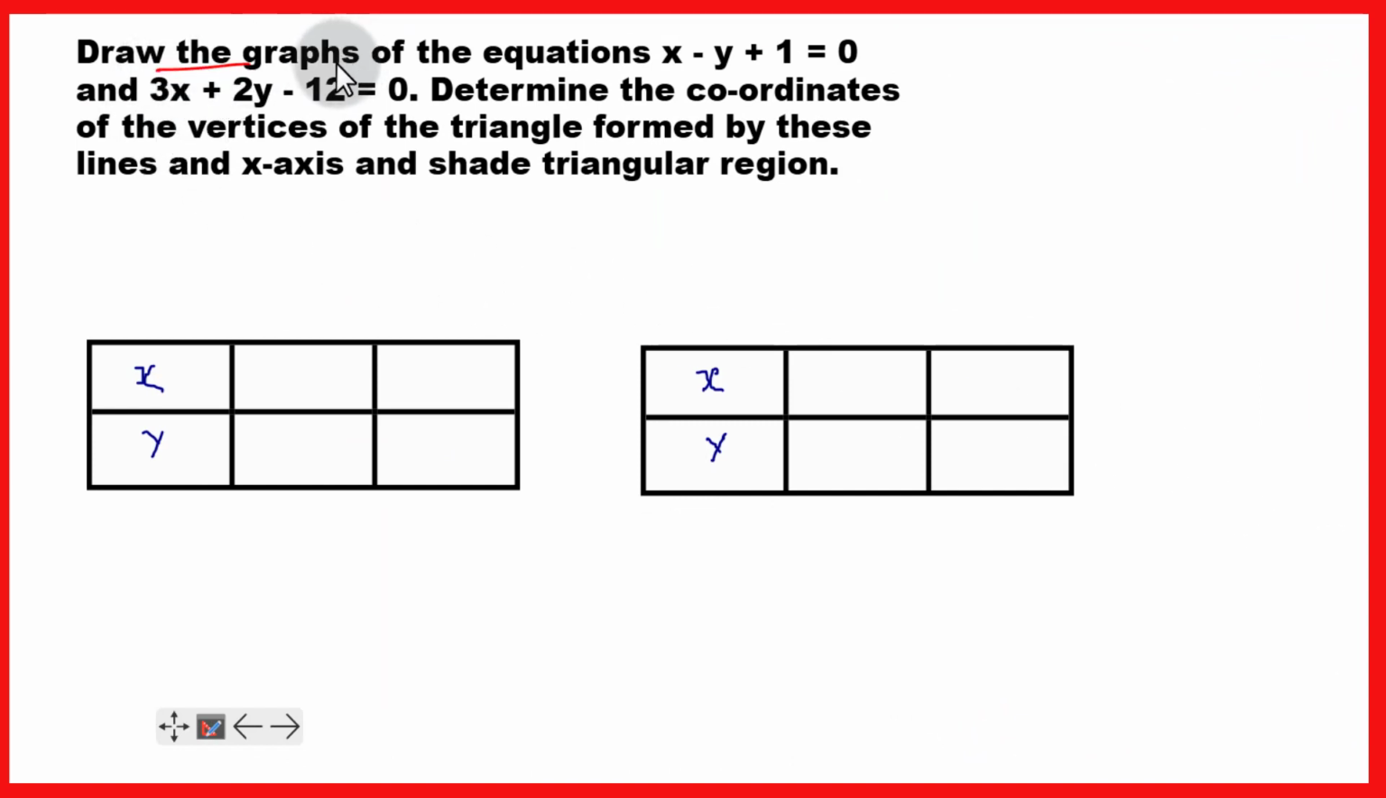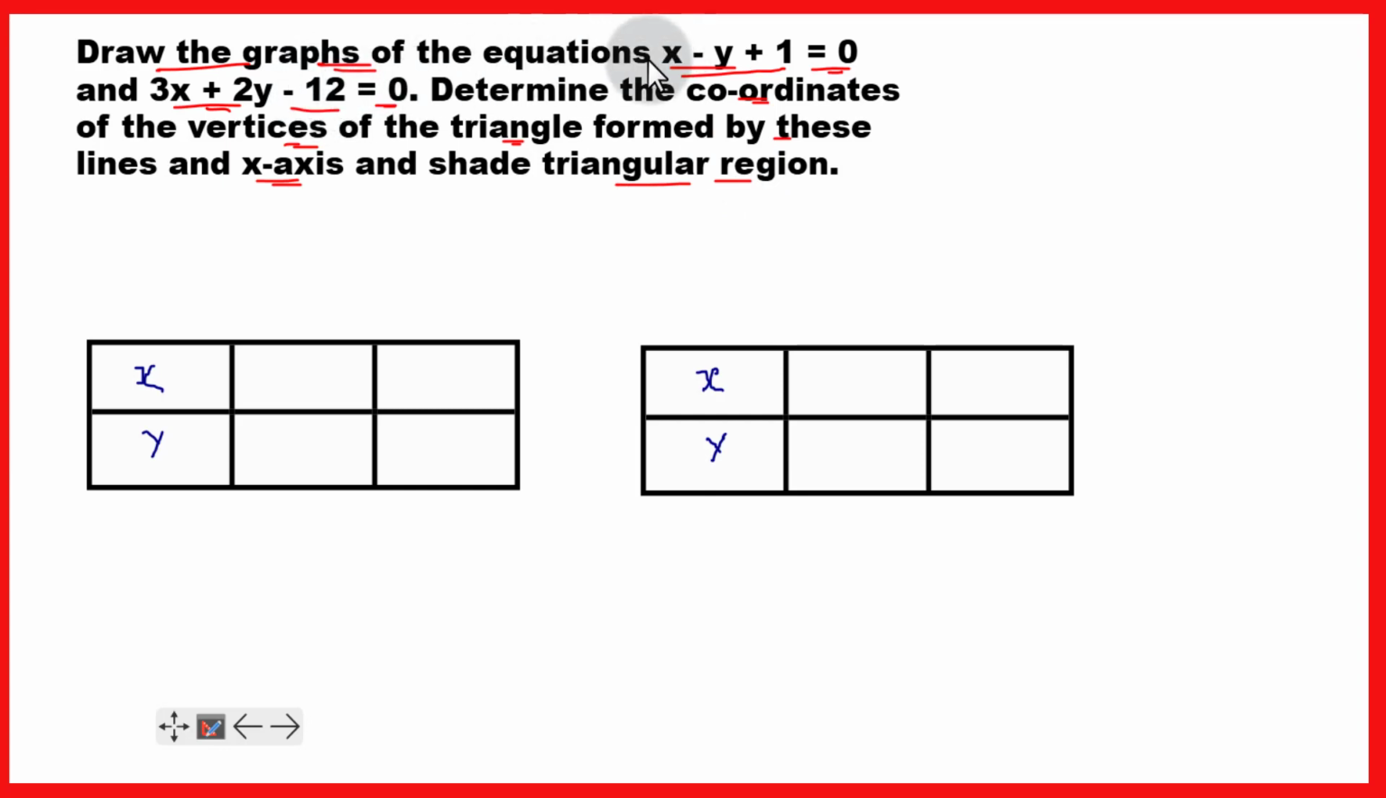Friends, here is a question. Draw the graphs of the equations x minus y plus 1 is equal to 0 and 3x plus 2y minus 12 is equal to 0. Determine the coordinates of the vertices of the triangle formed by these lines and the x-axis and shade the triangular region.